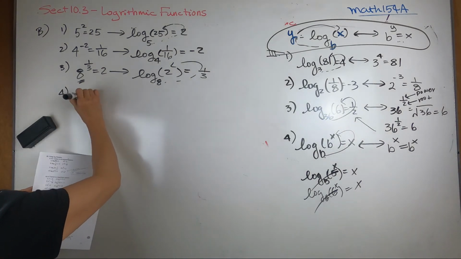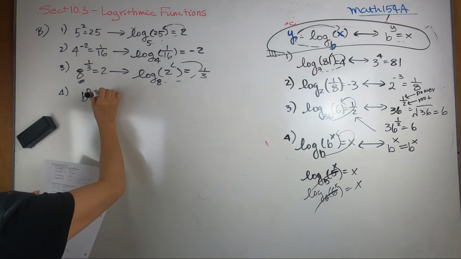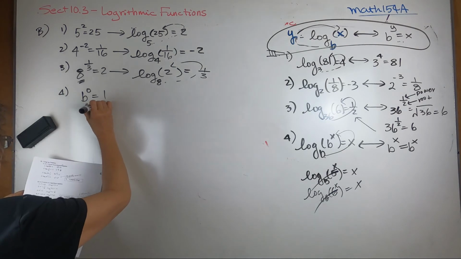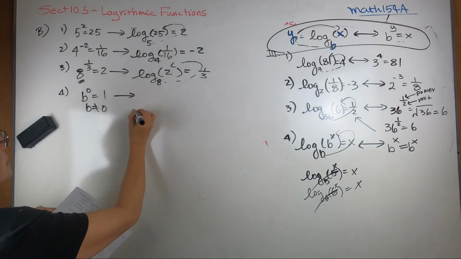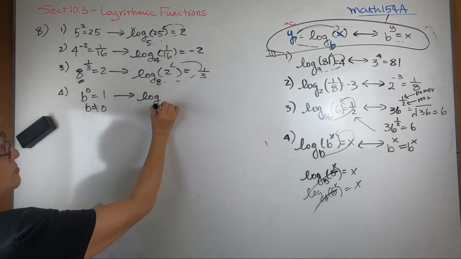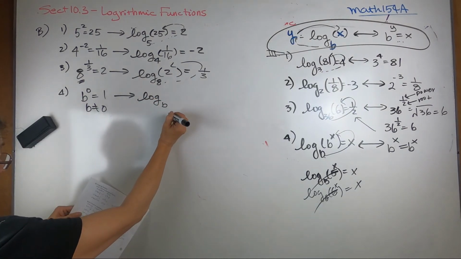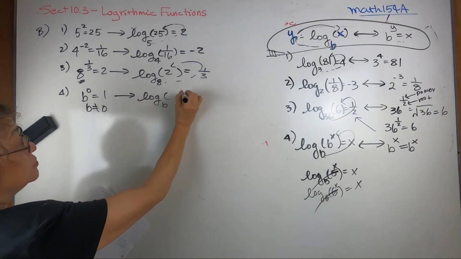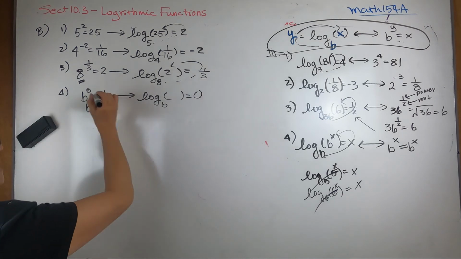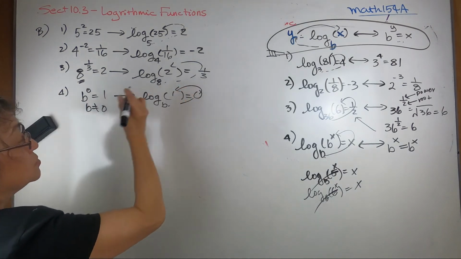Then, how about b to the 0 is 1, right? Anything to the 0 power is 1, but the base, we don't use 0 either. So how do we write it? Log base is b, right? Then, which one is inside, which one is outside? 0 outside, b to the 0 power is 1.